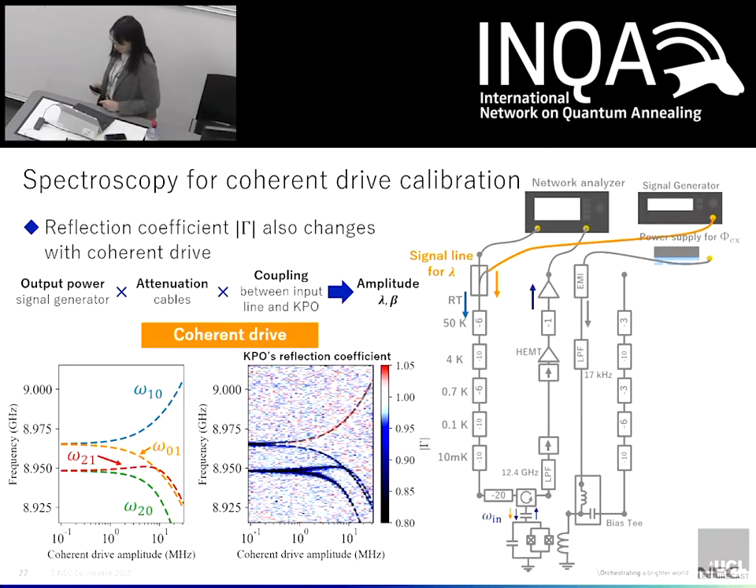In the same way as the parametric drive, the amplitude of the coherent drive can also be spectroscopically determined. It's like a two-tone spectroscopy. Here are the results. In this case as well, the multiple transitions observed in this experiment are very well reproduced by the calculation.